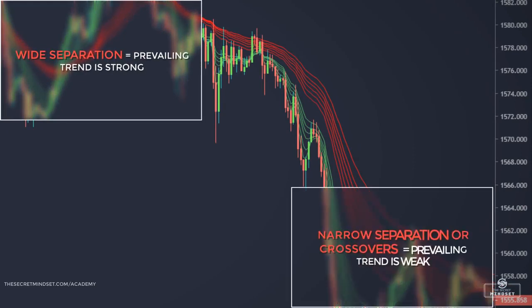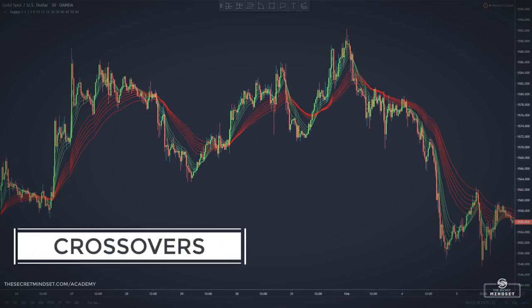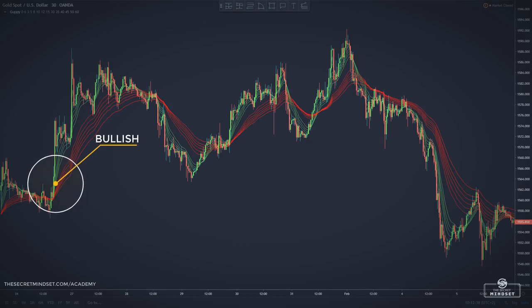Narrow separation or lines that are crisscrossing indicates a weakening trend or a period of consolidation. The crossover of the short and longer-term moving averages represent trend reversals. If the short-term crosses above the long-term moving averages, then a bullish reversal has occurred. If the short-term moving averages cross below the longer-term ones, a bearish reversal is occurring.